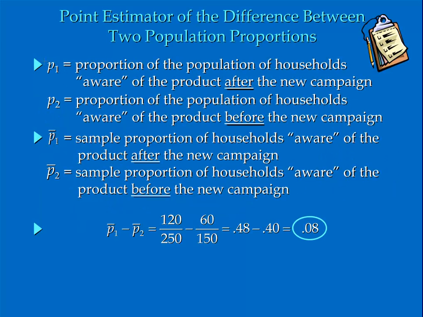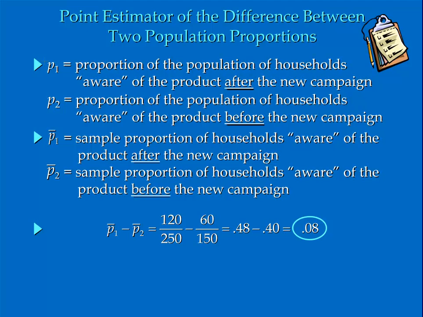Well, let's gather up all the information we have. P1 is the proportion of the population of households aware of the product after the new campaign. That's how we're differentiating the two populations, before and after. Obviously, some households are in both populations, but the difference is the time period. P2 is the proportion of the population of households aware of the product before the campaign. So that's P1 and P2, after and before.